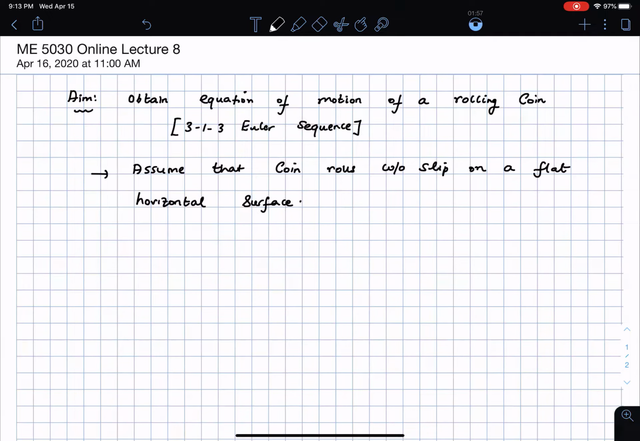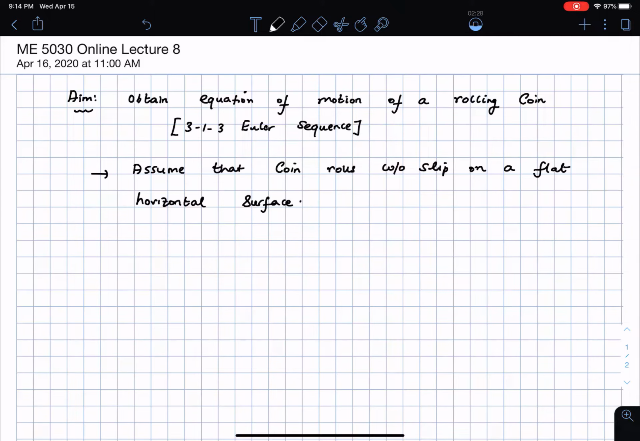And what is our plan? Our plan is to first establish the configuration coordinates. That's the first thing we need to do. And once we obtain the configuration coordinates, then we will look at the 313 Euler sequence. Based on that, we will be able to obtain the angular velocity of the rigid body, which is the rolling coin or a rolling disc. Once we have the angular velocity, then all we have to do is write the constraint equations, write the kinetic energy, the potential energy, and then we are on our way.